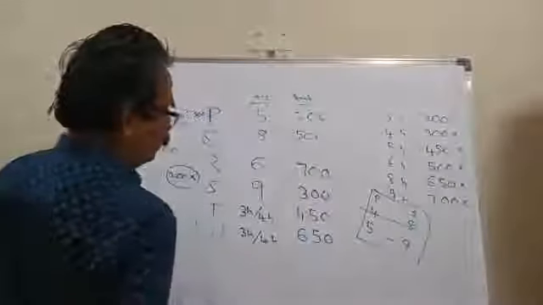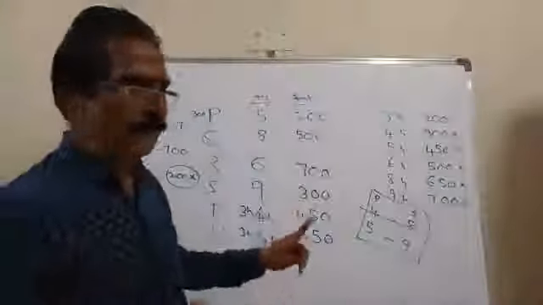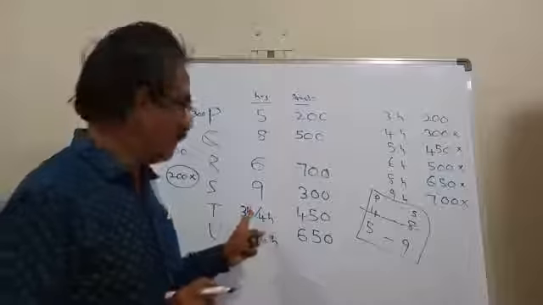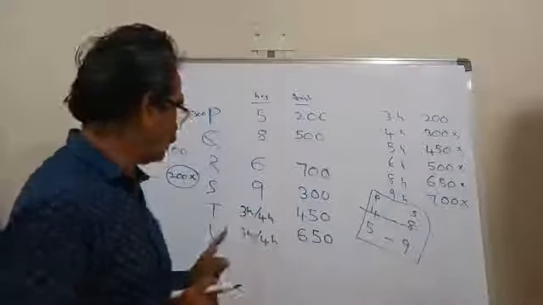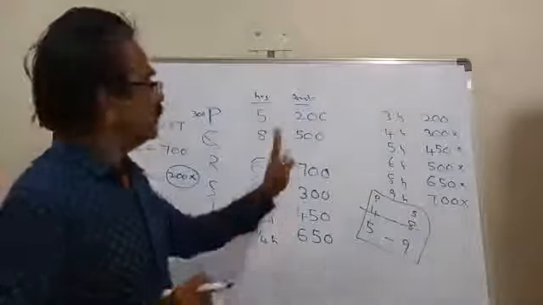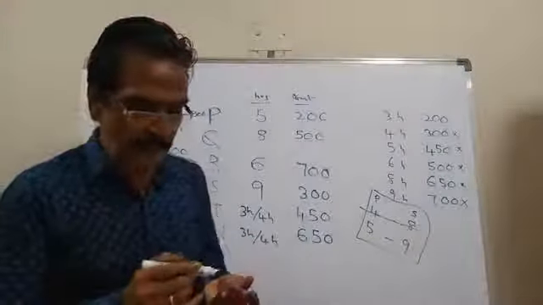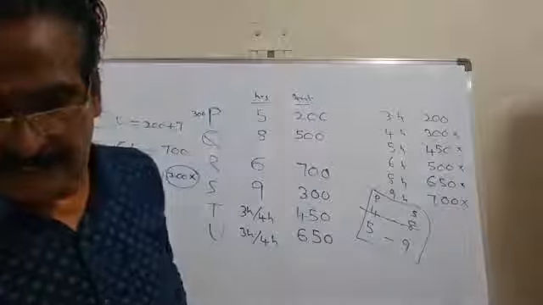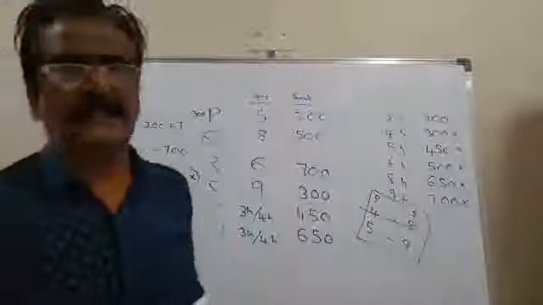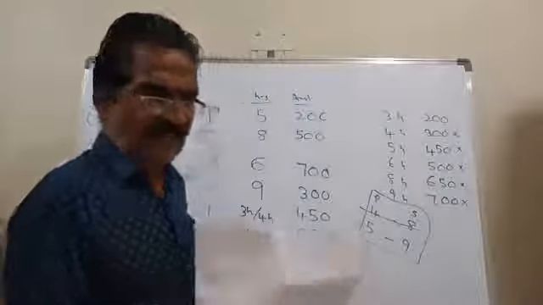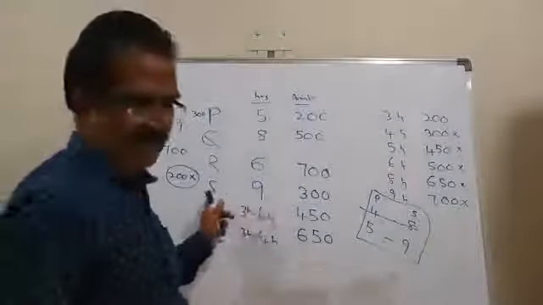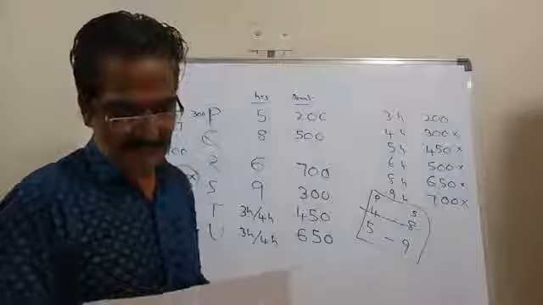For T and U, 3 hours or 4 hours. If T works for 3 hours, U works for 4 hours. If T works for 4 hours, U works for 3 hours. So that is your arrangement. Now let us see the questions. Once you make the arrangement, the questions are very easy. Who works for 9 hours? S works for 9 hours.